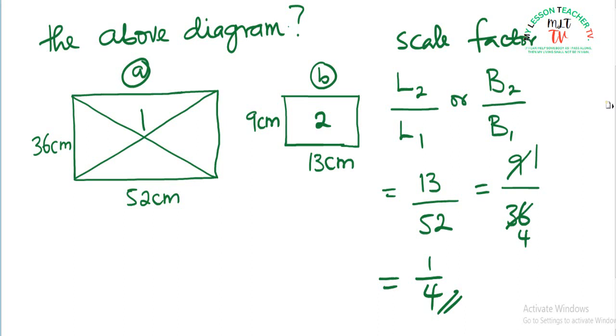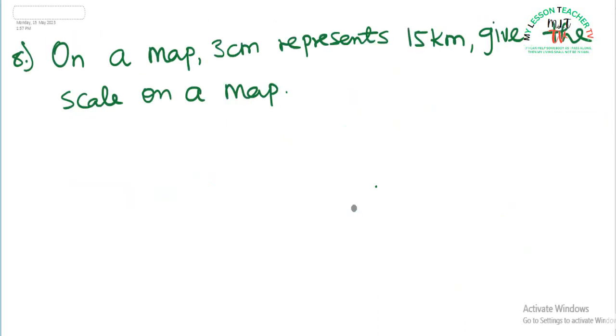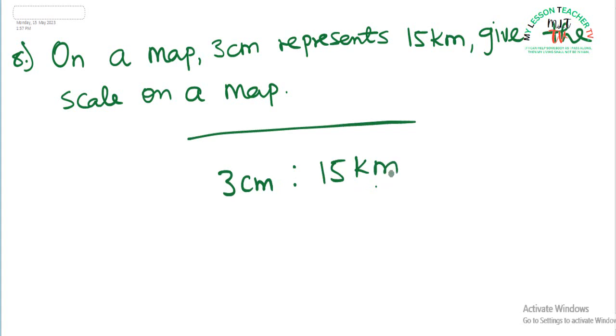And that is how to get the scale factor. Question 8 says, on a map, 3 centimeters represents 15 kilometers. We should give the scale on a map. Now, if 3 centimeters represents 15 kilometers, what this actually means is that you have 3 cm on the map to represent 15 kilometers on the ground.